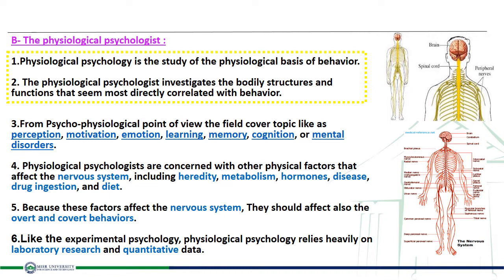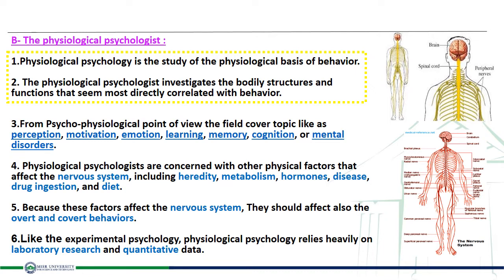Now, to sum up, we covered six main points about physiological psychology. Number one, the definition of physiological psychology. Number two, the definition of physiological psychologists. Number three, the main topics that could be studied in physiological psychology from the psychophysiological point of view. Number four, the main physical factors that affect the nervous system.